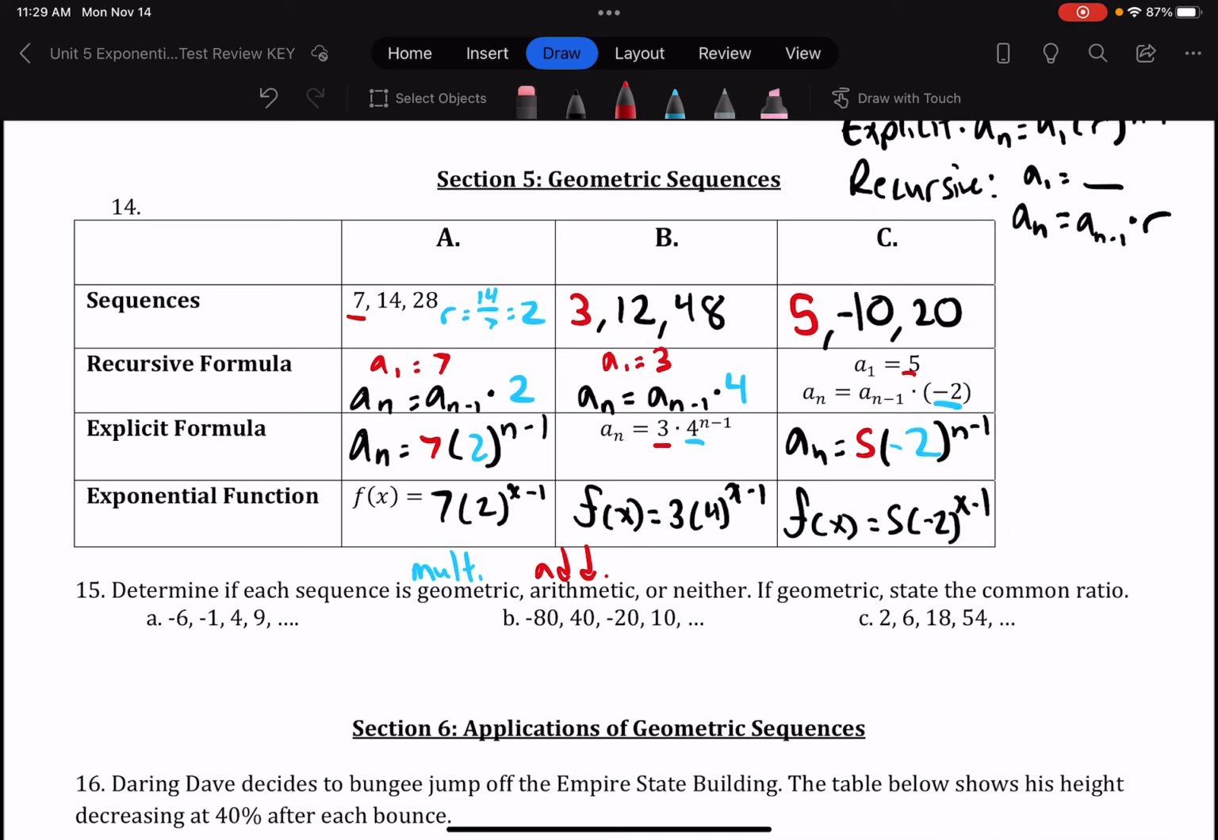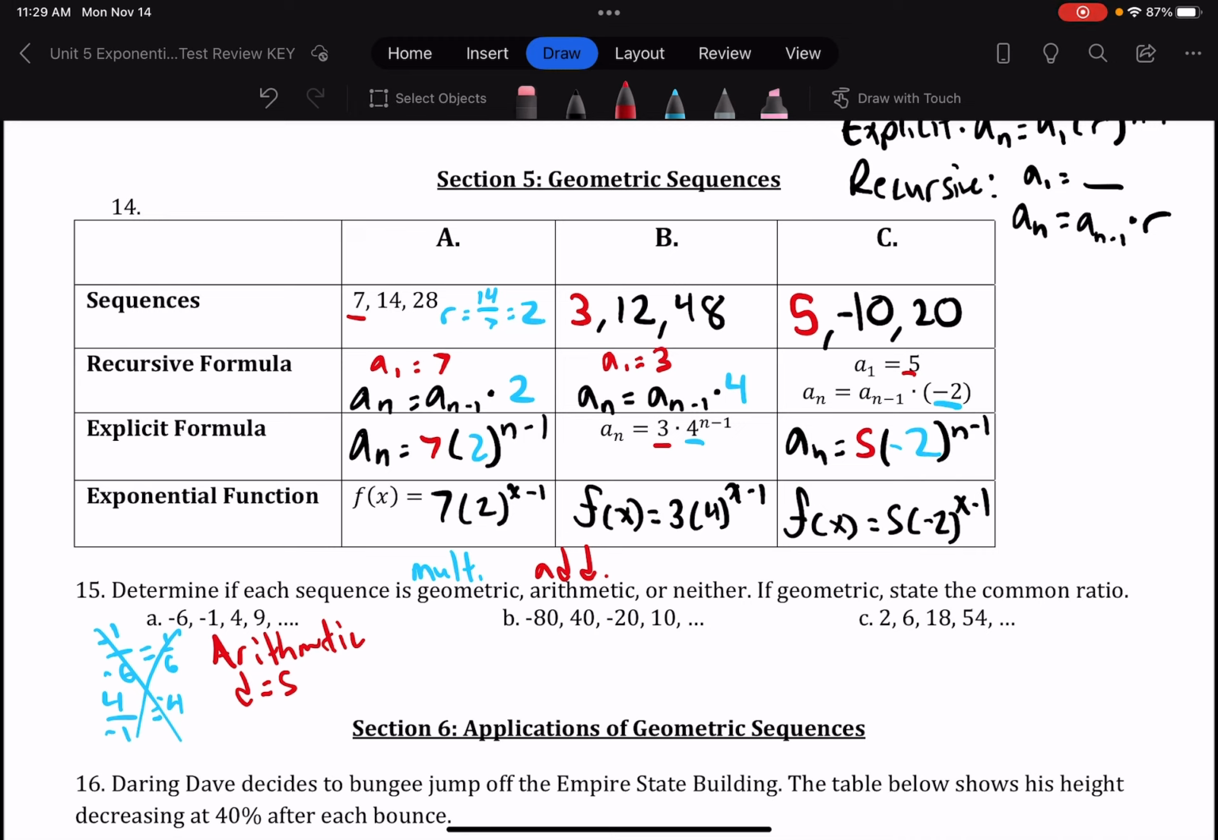So if I'm looking at my list A, I've got negative 6, negative 1, 4, 9. If I try to find a common ratio there, so I do negative 1 divided by negative 6, that gives me 1/6. Or if I do 4 divided by negative 1, that gives me a negative 4. Those don't equal each other, so I know that this is not a geometric sequence. Instead, I am adding the value 5 each time, so this is an arithmetic sequence, and it would have a common difference of 5.